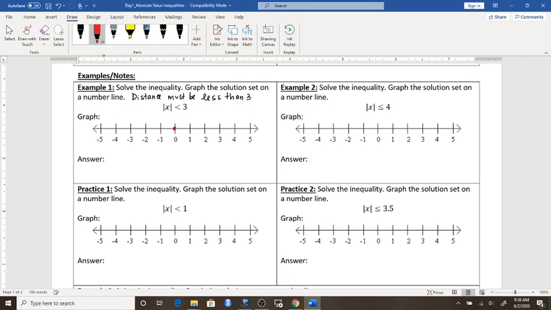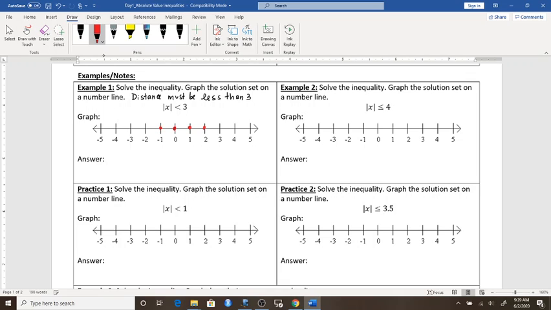Now let's go to 1. Is 1 a solution? Well, what's the distance of 1 from 0? It's 1, right, which is less than 3. So 1 is also a solution. Let's go to 2. Is 2 a solution? What's the distance of 2 from 0? Well, it's 2 units, right? So this is still a solution. How about negative 1? What's the distance of negative 1 from 0? Well, the distance of negative 1 from 0 is 1, so it's less than 3, right?